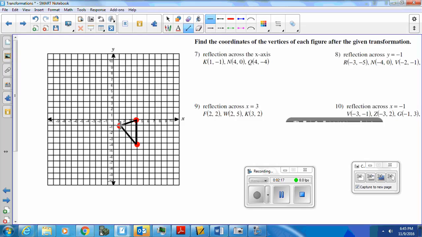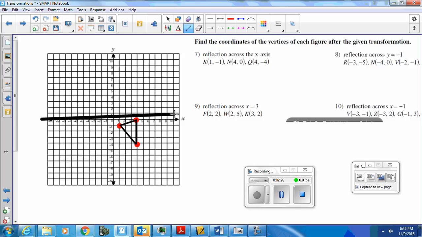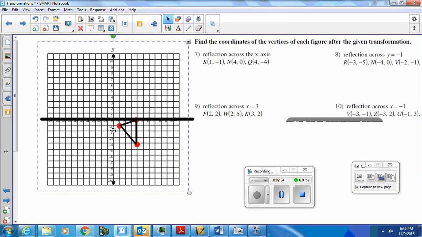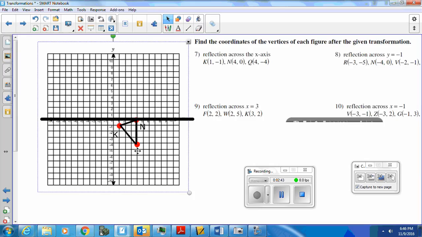And remember, we are going over the x-axis, so I'm just going to put my line going over that. Remember, if your point is touching the line of symmetry, that means that it stays the same when you reflect it. All right, so actually n prime is going to be the same. So, well, let's do k.